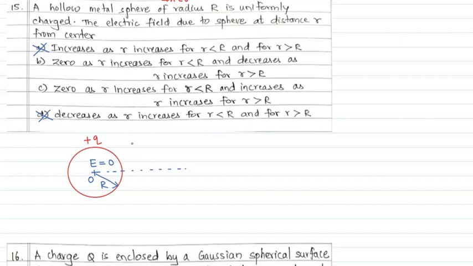Now outside the sphere we know that E is inversely proportional to r square. So as r increases, E decreases. Now check whether B or C. E decreases as r increases, so option B is the answer. E decreases as r increases for r greater than capital R, that is the radius. So option B is the answer. Next one.